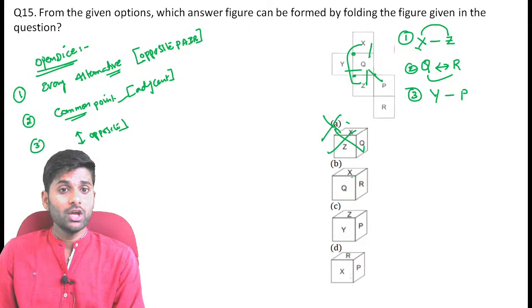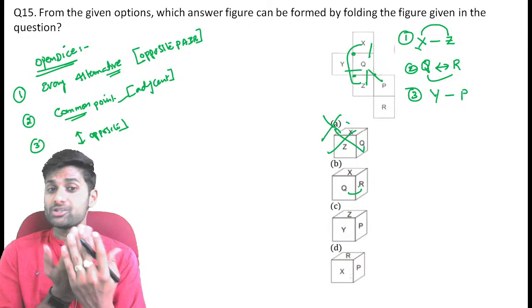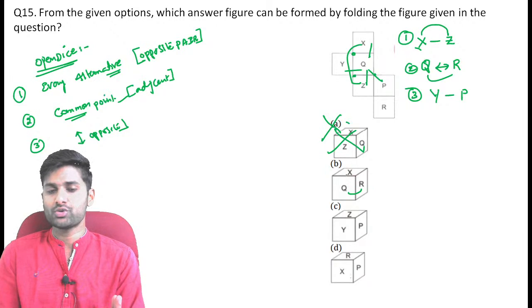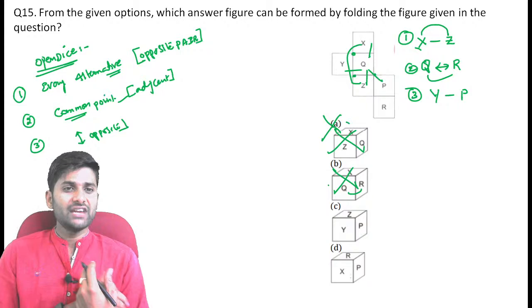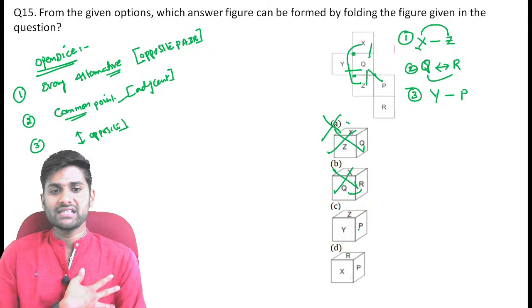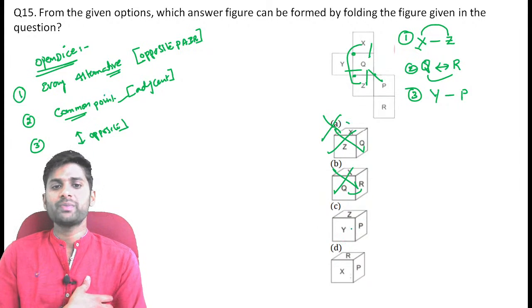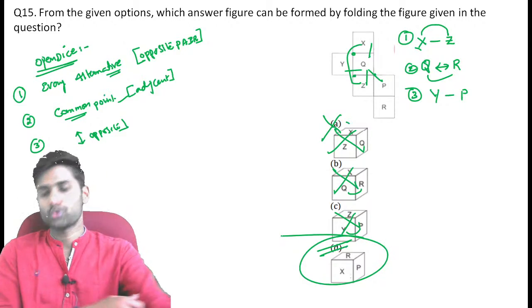This is the second option. Q, X, Q, R, guys. X, Q, R. Q and R we already know are opposite. If it is opposite, we can't see two elements together. So B is eliminated. Next one, Z, Y, P. We already know Y and P is the opposite pair. If Y and P is the opposite pair, we can't see them together. Eliminated. Then what is the suitable option? C, D is the suitable option.